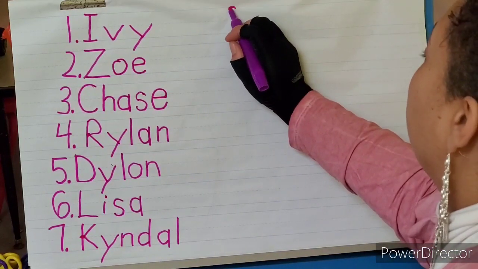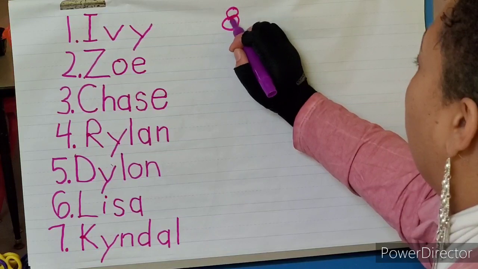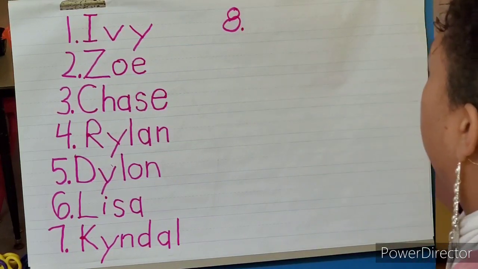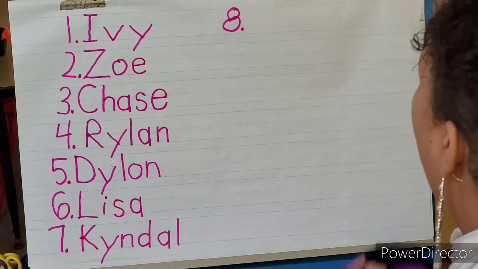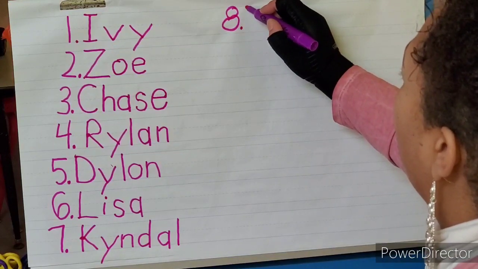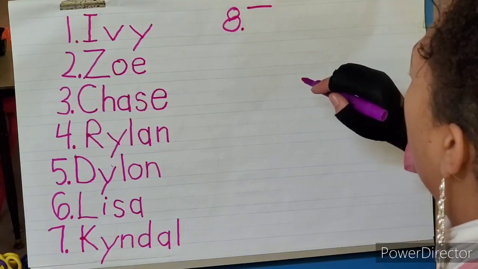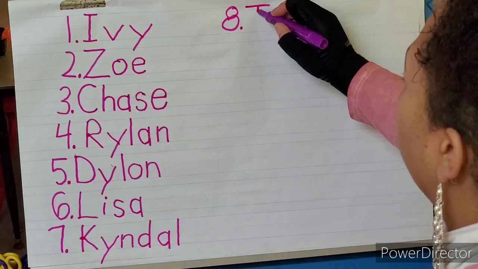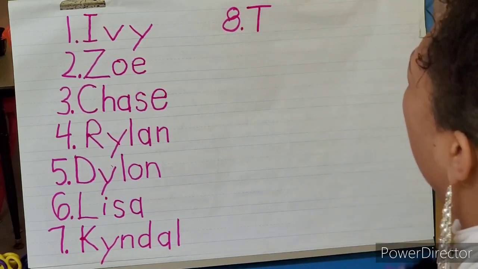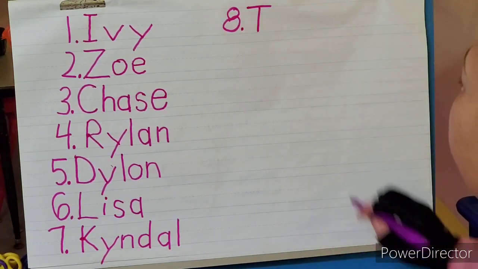Kendall! Friends, you are reading awesomely well. Now let's move on to friend number 8. All right, let's do a short horizontal line with a long vertical line for the letter T.